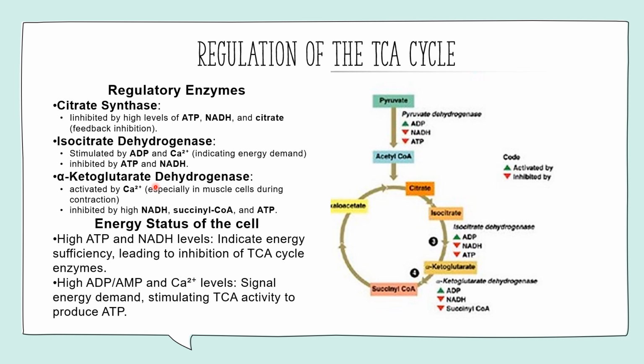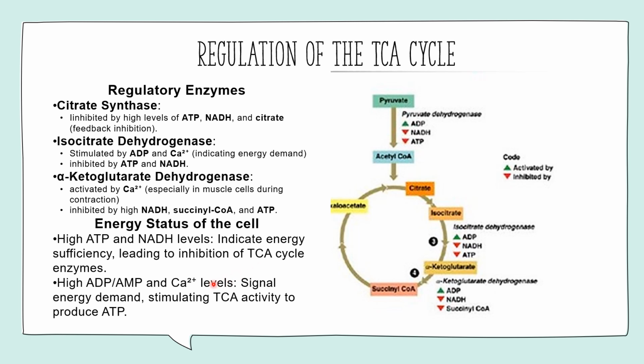Alpha-ketoglutarate dehydrogenase is the third enzyme that is regulated in the TCA cycle, and it's activated by calcium, especially in skeletal muscle. We mentioned that high levels of calcium indicate increased requirement of energy in skeletal muscle because calcium is very important for contractility of skeletal muscle. It is also inhibited by high energy levels as indicated by NADH and ATP, and it also receives feedback inhibition from its end product, succinyl-CoA.